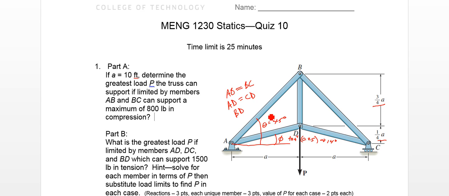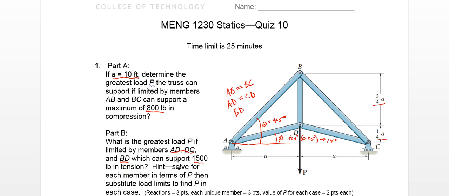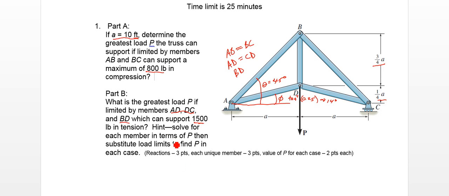Alright, looking at the problem description, we're told that if lowercase a equals 10 feet, what's the greatest load P that the truss can support if AB and BC can support a maximum of 800 pounds in compression? That's part A. Part B, same thing, only we're looking at AD, DC, and BD, and those are 1,500 pounds. Our hint here is to solve for each member in terms of P and then substitute to find our numerical value.